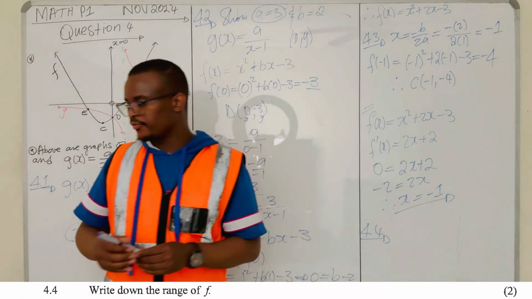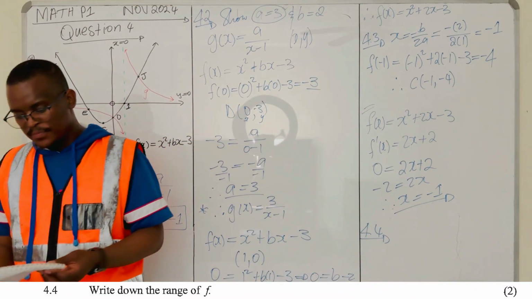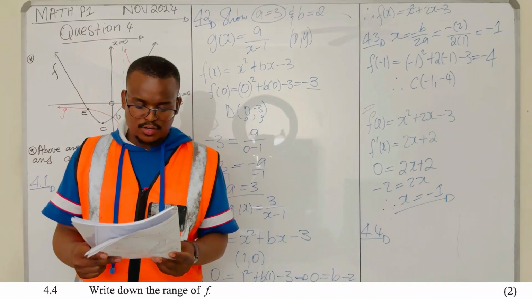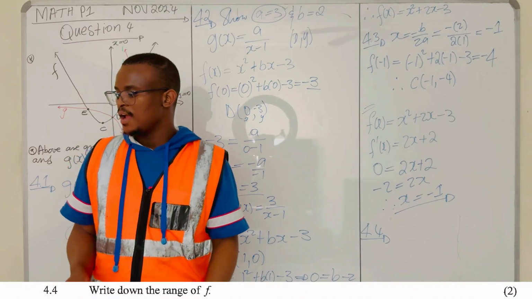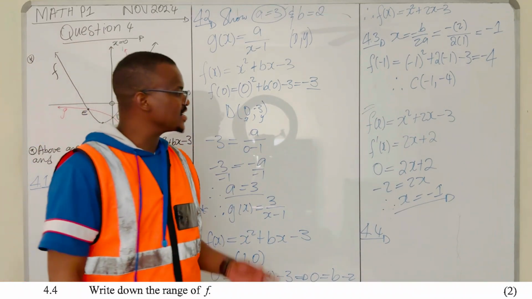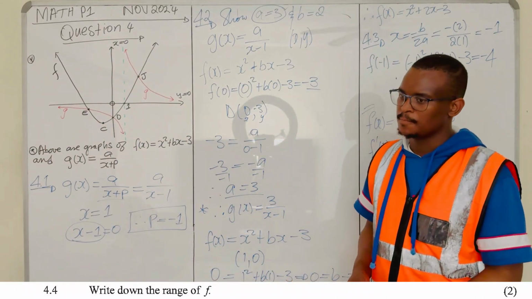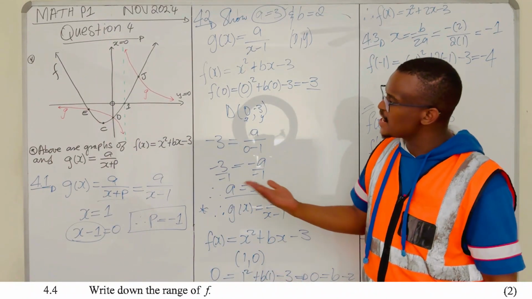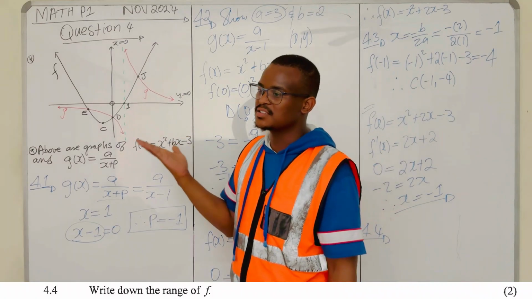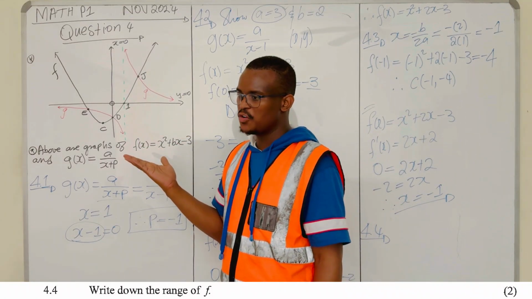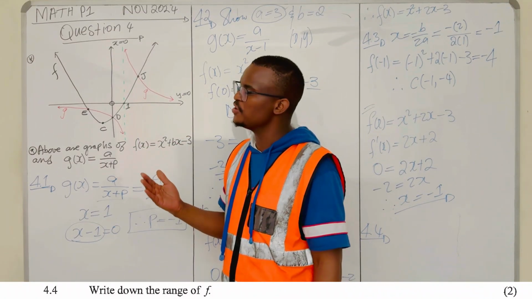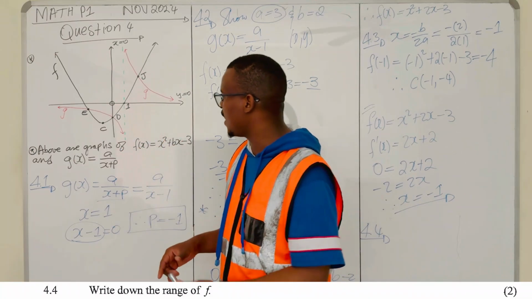What are they saying at 4.4? At 4.4, they are saying write down the range of a function f. They want us to write the range of our function f. The most important question is, what is the range? The range is the set of y values that this function uses. Are you with me? Yes. Which y values does this function use? That's what you need to define.